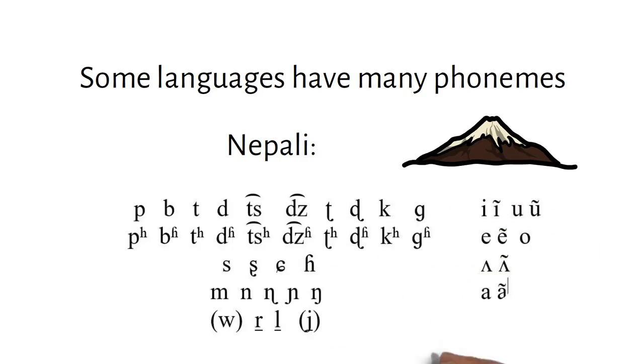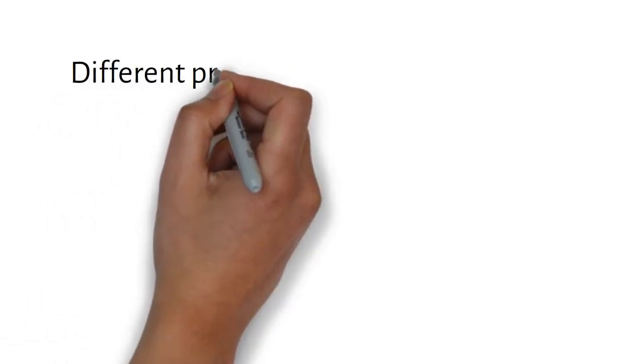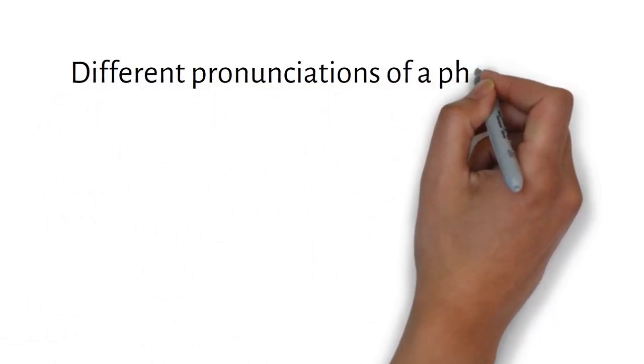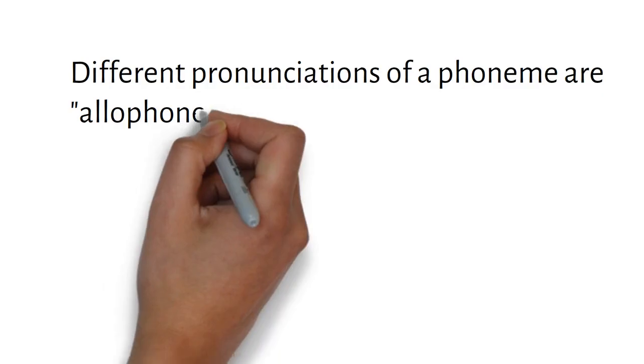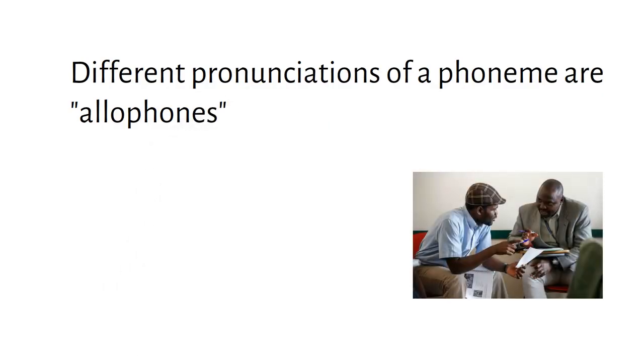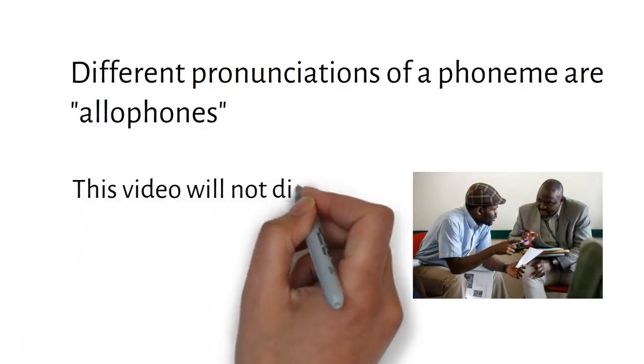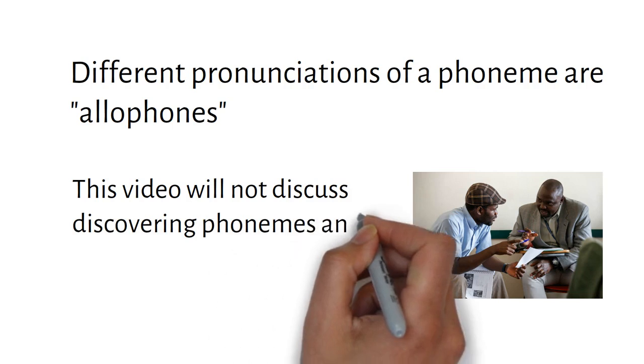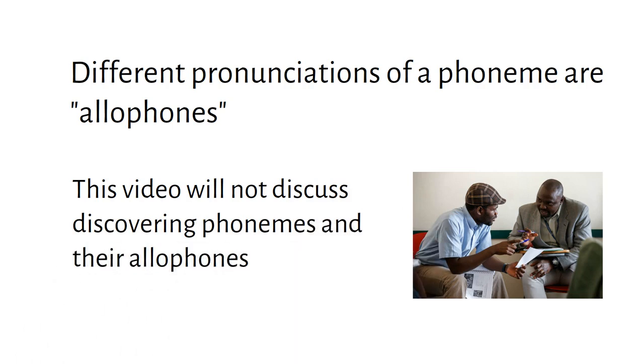Also, you may pronounce a phoneme in different ways depending on where it is in the word, its environment. These different pronunciations of one phoneme are called allophones. In this video, we will not discuss how to discover the phonemes of a language and their allophones. You should take a phonology course for that.